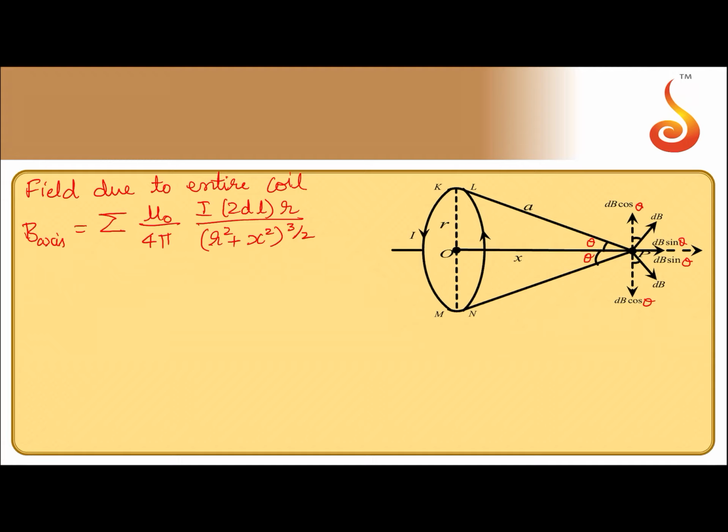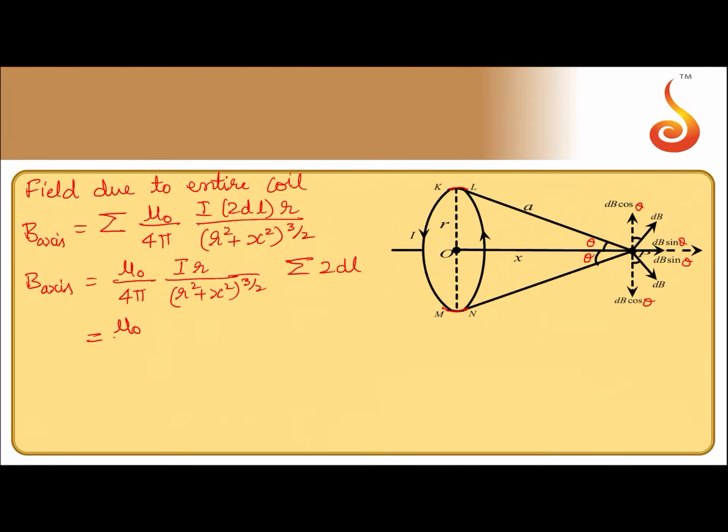Now the summation is on 2 dl only. So mu naught by 4 pi can be taken outside. I, R, these are constants. R square plus X square whole to the power 3 by 2 is also constant. Summation 2 dl. If you consider summation 2 dl, I have to consider the sum of the lengths of each and every element along the circumference. So summation 2 dl will give you the circumference of the circle, right? If there are N turns, it should be N times the circumference.